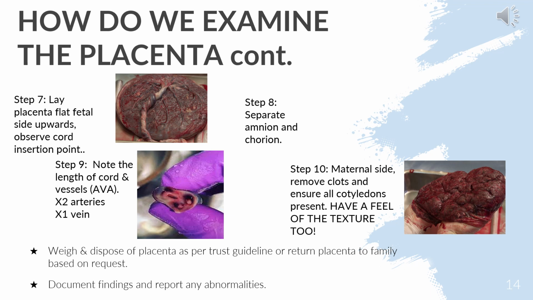After you check the maternal side of the placenta, make sure you dispose of the placenta or return it back to the families based on their request. If you are to dispose the placenta, place it in the yellow disposal box, or as per trust guidelines, dispose it in the accurate way. Remove gloves and wash your hands. After you do so, document all the findings, report any abnormalities you found, and remember to tell the families what you found as well.